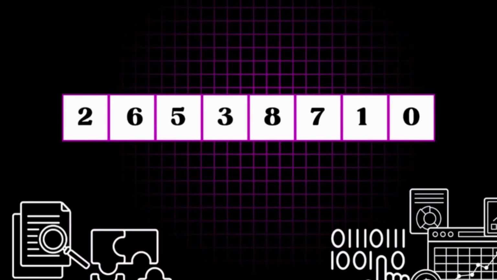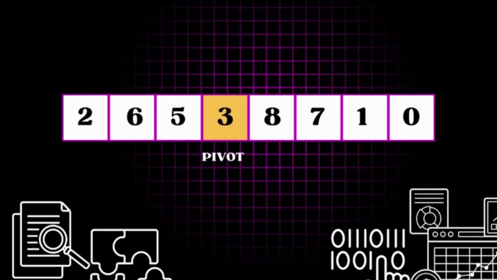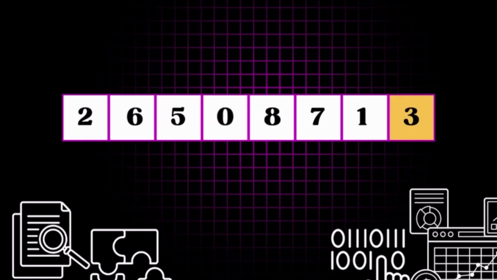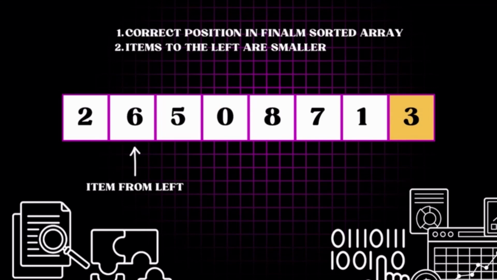We're asked to sort the following array. Let's use a pivot. I'll explain the best way to do this later, but for now let's just use 3. First, we move the pivot to the end of the array to get it out of our way. Next, we're going to look for 2 items. Item from left, which is the first item, starting from the left, that is larger than our pivot. Item from right, which is the first item starting from the right, that is smaller than our pivot.